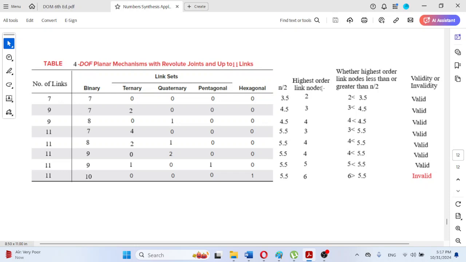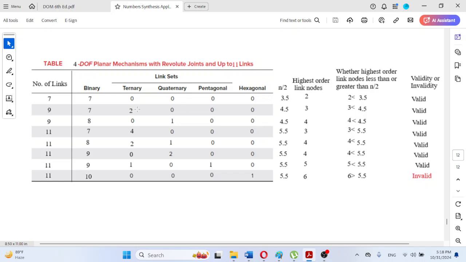And the highest order link here is the binary link, so it has 2 nodes, so 2 is less than 3.5, so this means this is a valid linkage. So in this manner, if the total number of links is 9 for 4 DOF, it has 2 sets.